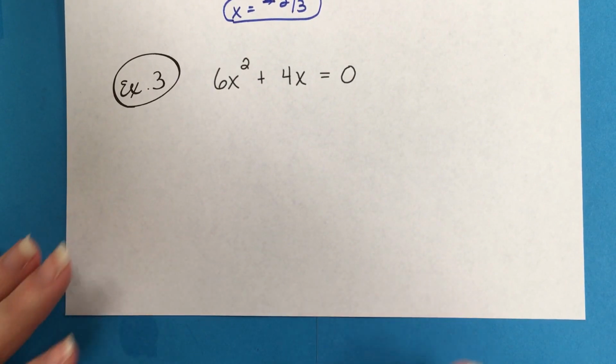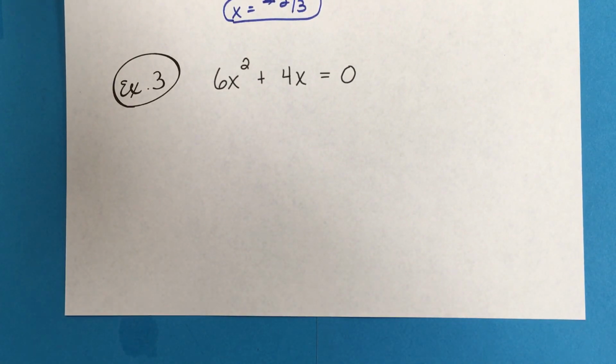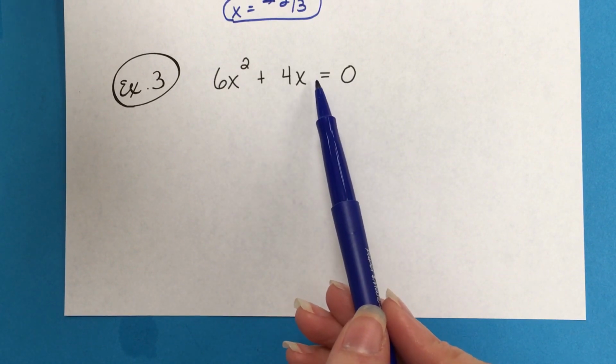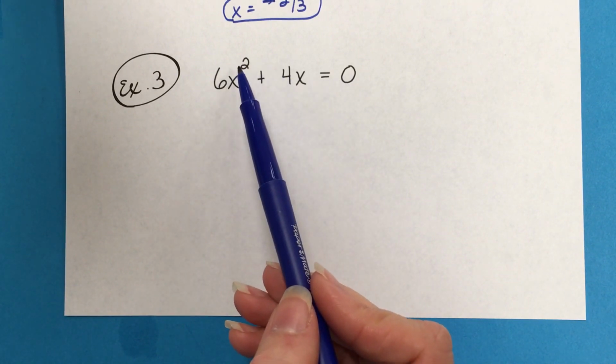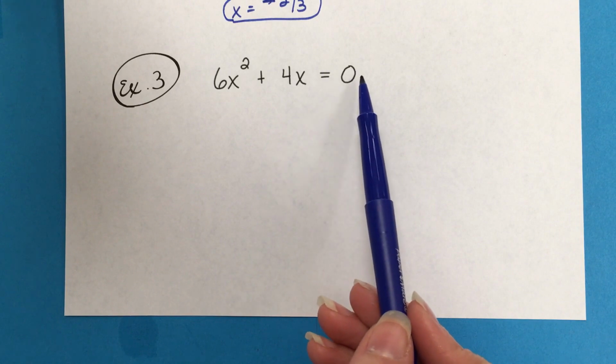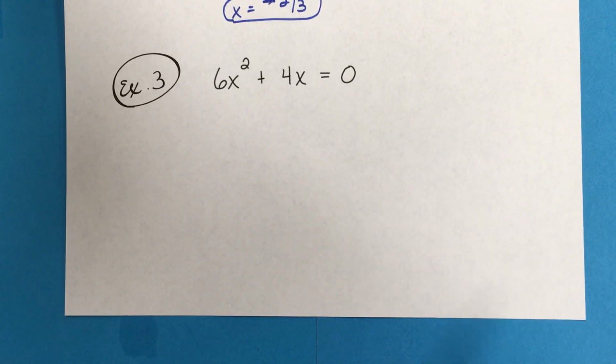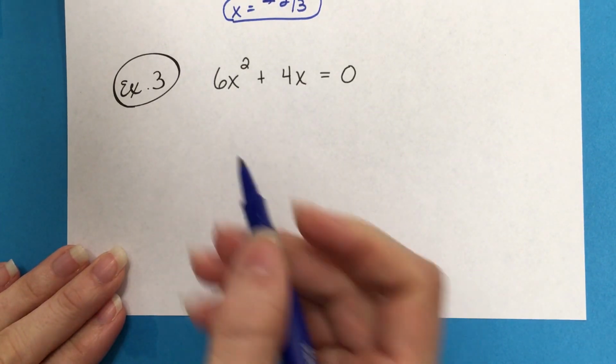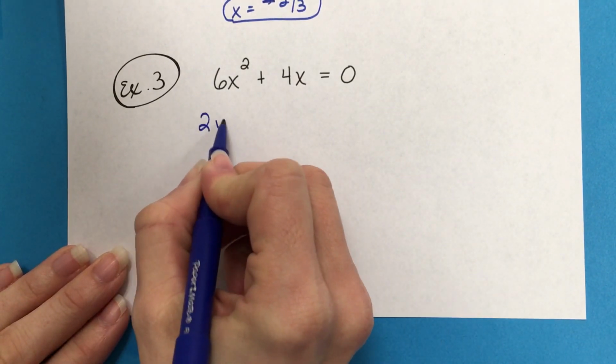Now on this one, it's already set up the way that it needs to be set up because it is in descending order. I don't have the constant term, that's fine, but it does go from largest exponent down, and it is set equal to 0. Now if you remember, the first thing you're supposed to do whenever you're factoring something is to see if it has a common factor, and these two terms do have a common factor, and that would be 2x.